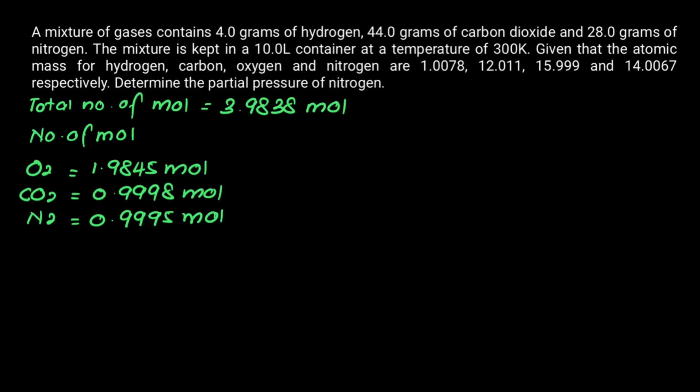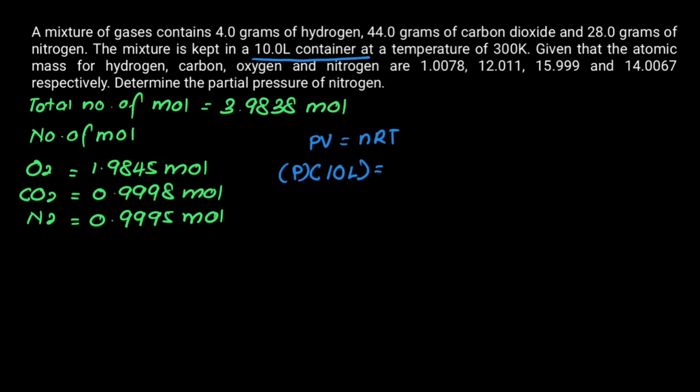Alright, so next up, we are going to use the ideal gas law, because in the question, you were asked to determine the partial pressure of nitrogen. Basically, in the ideal gas law, the formula is PV equals nRT. So we need to find the pressure first. P is the one that you want to calculate at the moment, and V, in the question, it states that it is kept in a 10-liter container. So V is 10 liters.